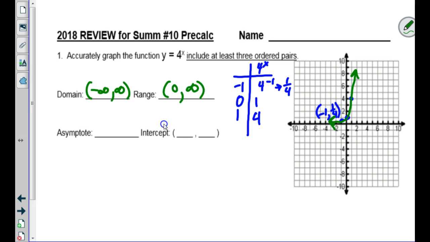So the asymptote is what? Yeah, but you can't just write 0. Why? Yes, it is the x-axis, or y equals 0. And the intercept that we found was 0, 1. Everybody okay? That one's not too bad.